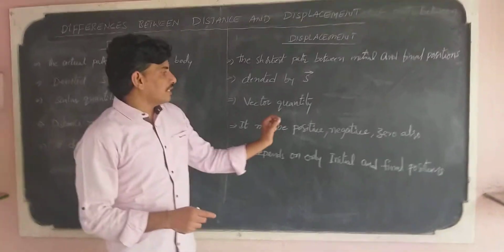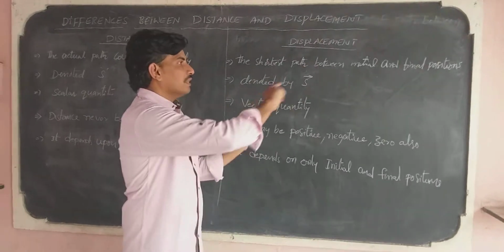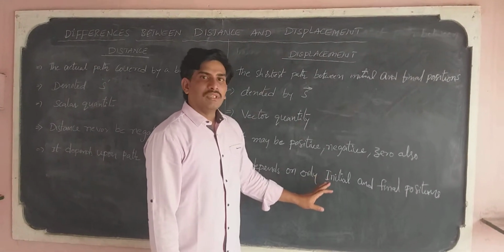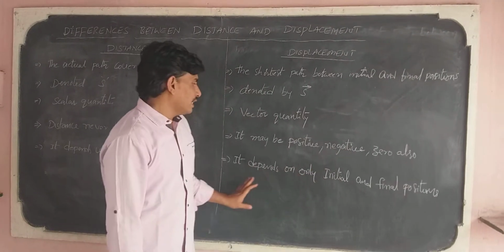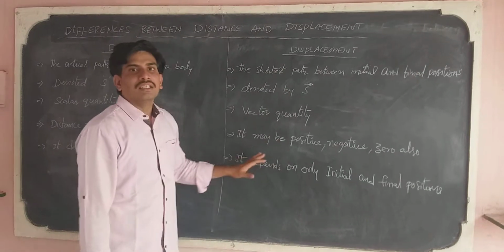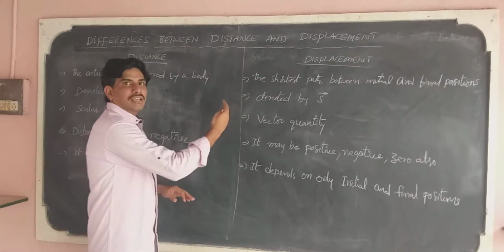Just see what the initial position is, what the final position is, and what the shortest path is. So the shortest path between initial and final only depends upon where the initial position and where the final position is. So these are the differences between distance and displacement.